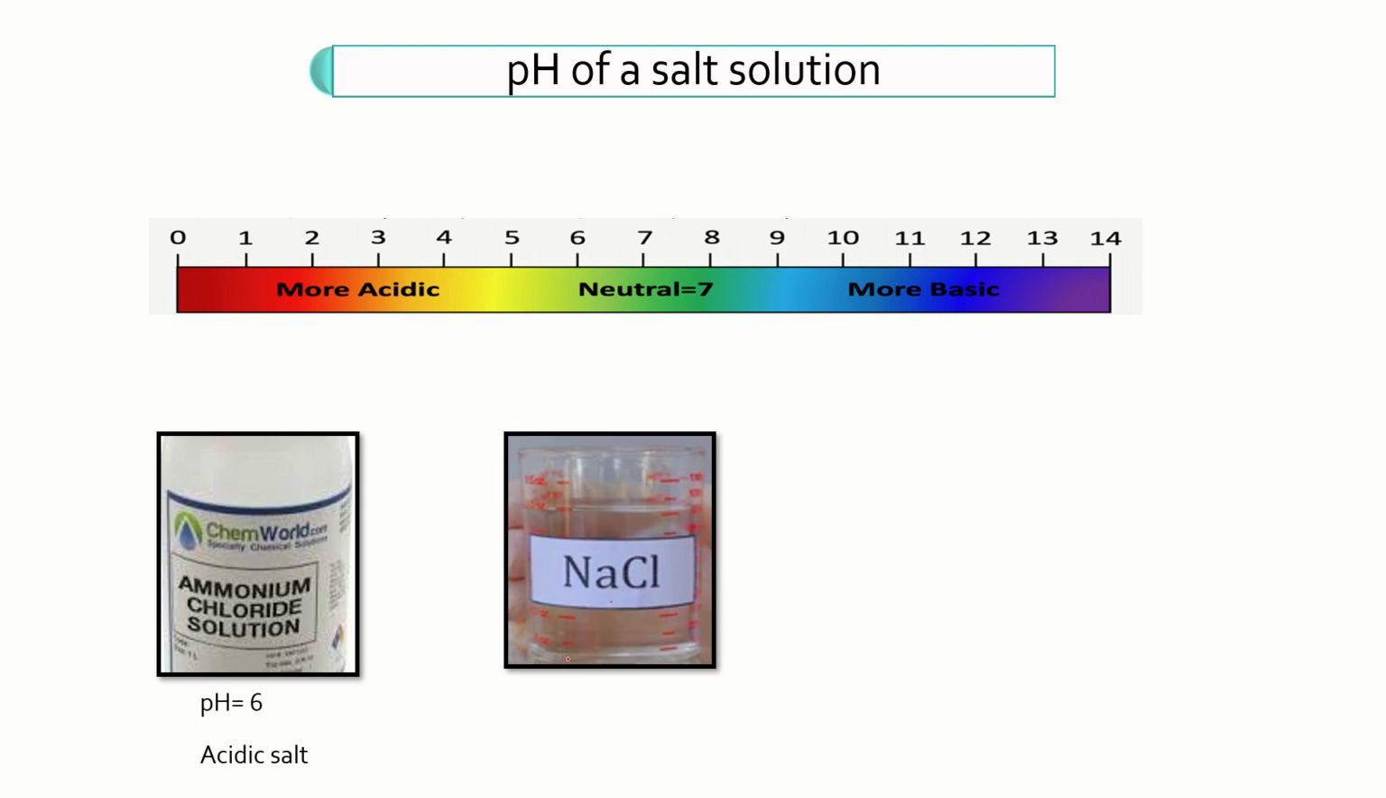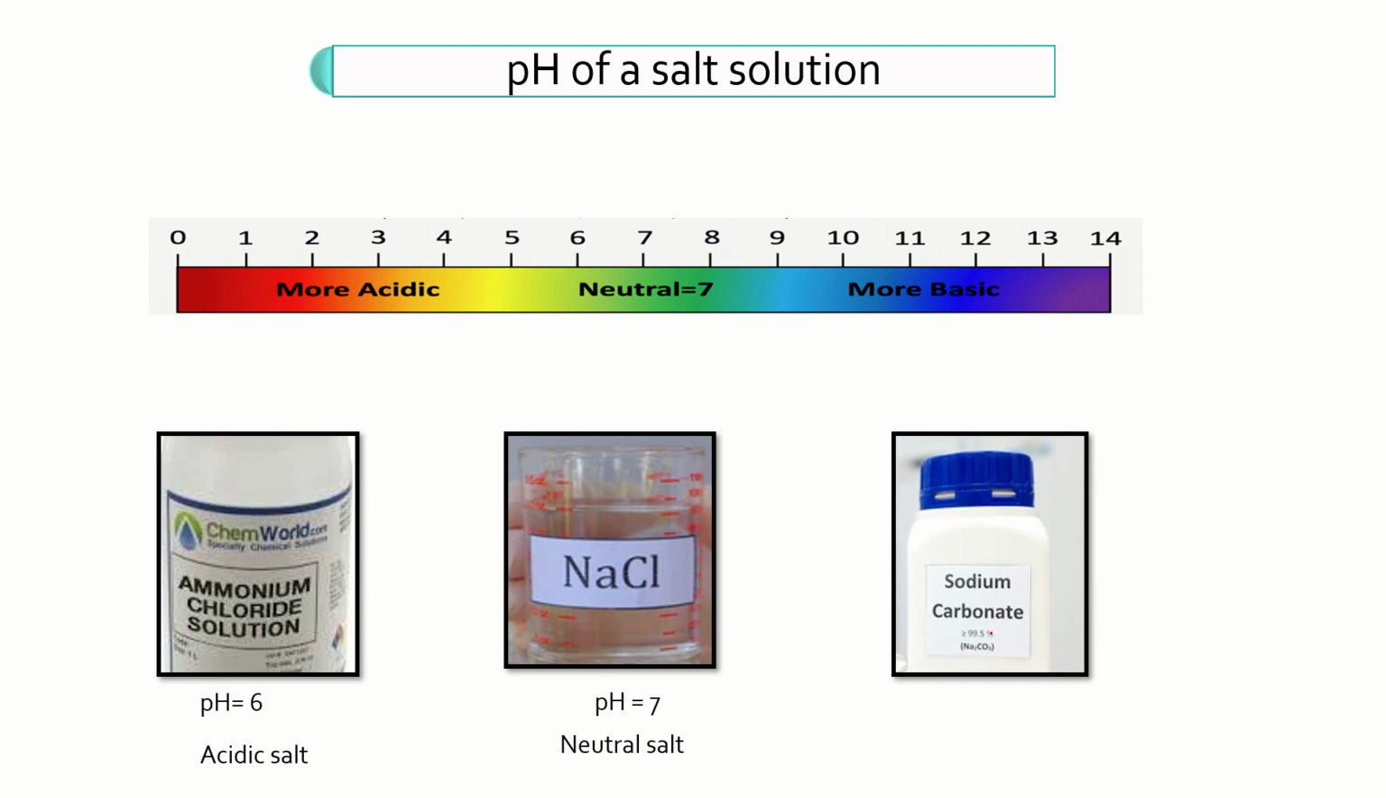Sodium chloride salt is formed from the neutralization reaction of sodium hydroxide and HCl. So this is formed from a strong base and a strong acid. That is why this is a neutral salt whose pH value is 7.